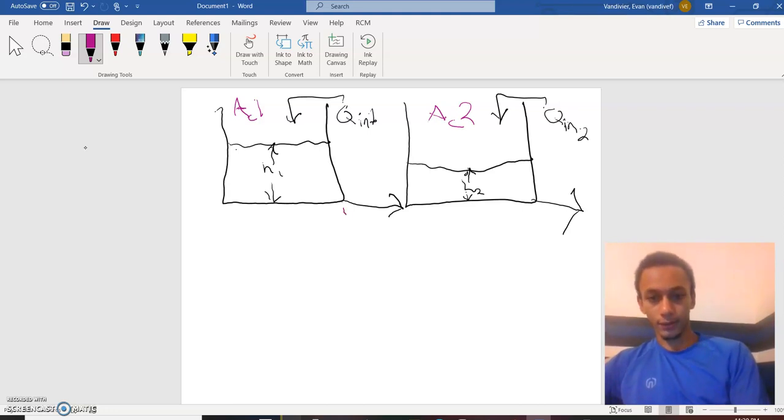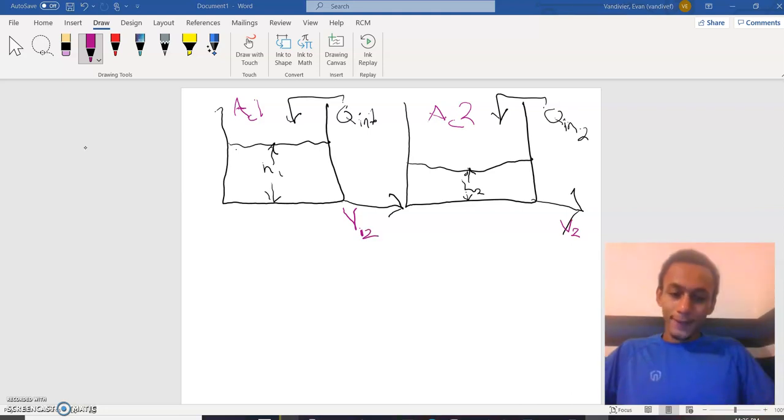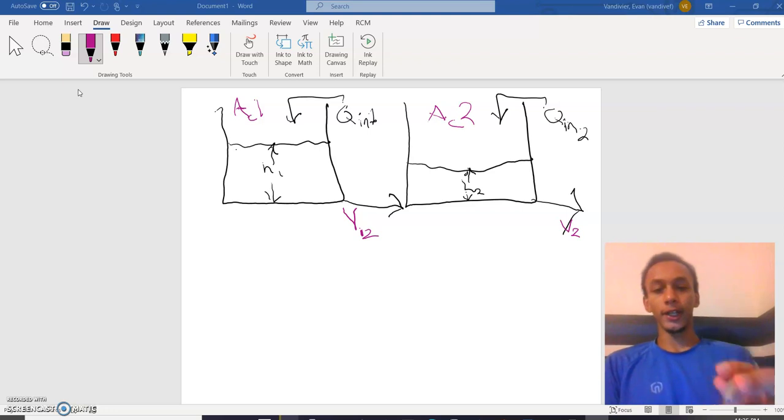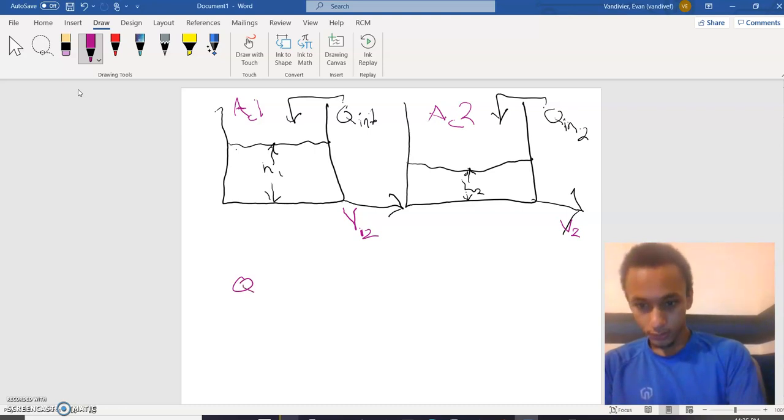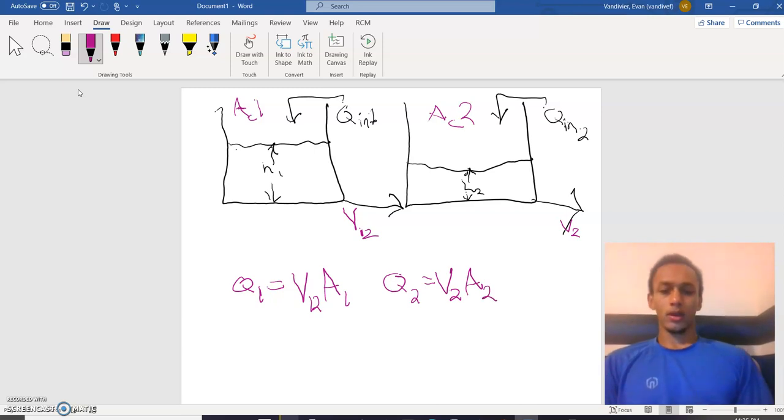Well, first we'll talk about the velocity. We got V1, V2, V12. And now, after we got that, we actually do want to find the flow rates. So Q1 is equal to V12 A1. Q2 is equal to V2 A2. But we don't have the velocities, but we can solve that.